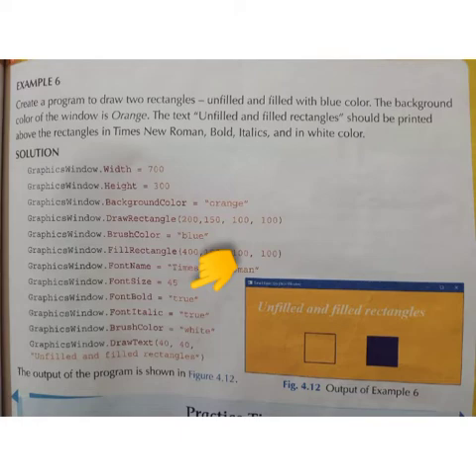Then graphics window dot font bold. In the questions they are asking for bold, so bold true. Then graphics window font italic true. The graphics window dot brush color is equal to white I have given. Before writing draw text, if you mention brush color, the text color changes into white. So here graphics window dot draw text of 40 comma 40, that is the pixel location.